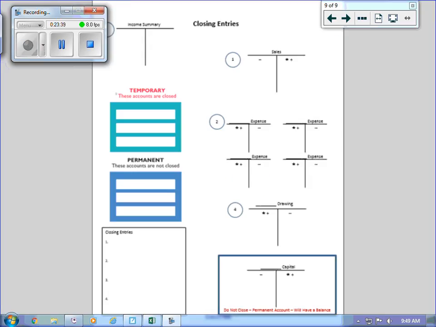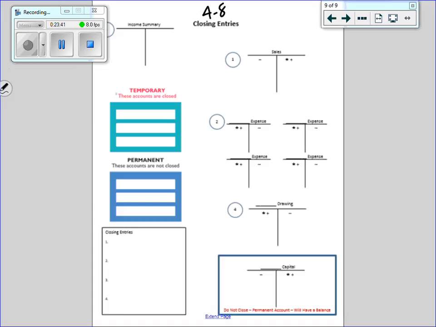All right, so this is 4-8. The tricky part is that there are 2 revenues, so let's plug them in. Instead of sales, put service revenue, and let's go ahead and put its balance in of $64,000. Let's make ourselves another T over here. Rent revenue of $6,500.